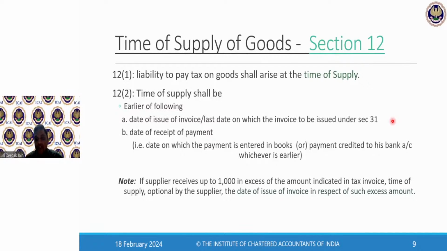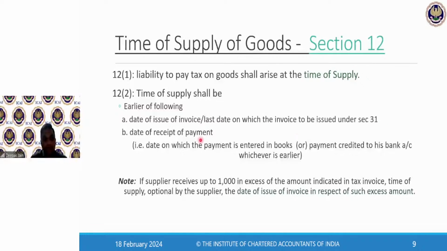So if I have delivered the goods and I have not issued the invoice, I cannot say that the time of supply is when I issue the invoice. That's why they've used both the clauses. The date of actual issue of invoice or the last day on which invoice is to be issued, that becomes the time of supply, or the date of receipt of payment. This is what section 12 says.